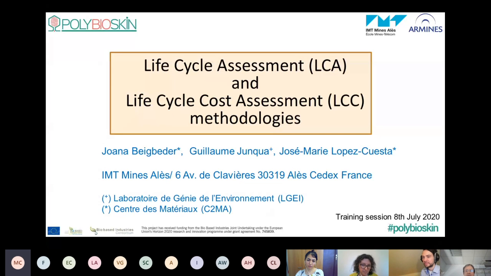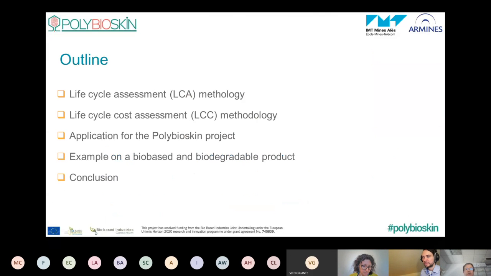I will talk about life cycle assessment and life cycle cost assessment methodologies. So the outline of my talk will be the following. I will begin by presenting the life cycle assessment methodology and then life cycle cost assessment. Then I will present the applications for the POLYBIOSKIN project with an example, which will be a top sheet composition developed in the project, with a comparison with a commercial top sheet from a given company using polypropylene. And I will conclude with some data.